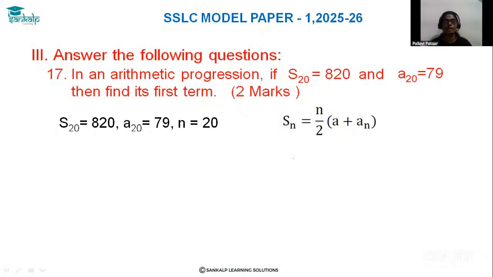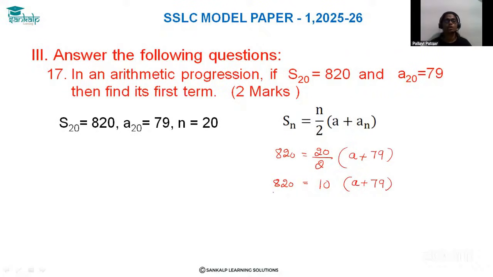Okay. So now if we substitute into the equation, 820 is equal to n is 20 divided by 2 into (a plus an), where an is 79. Okay. So if we simplify this, 820 is equal to 20 divided by 2, which is 10, into what happens, tell me, a plus 79.